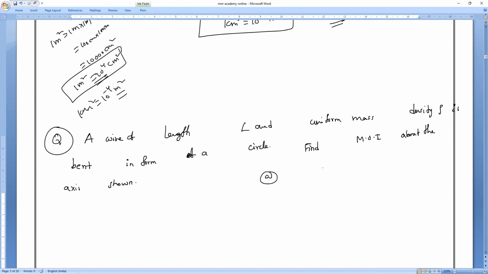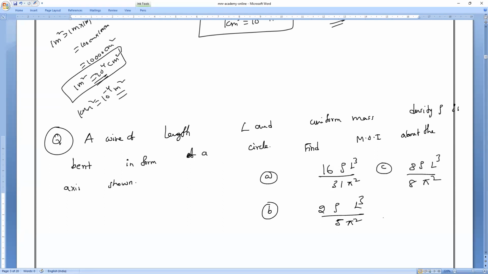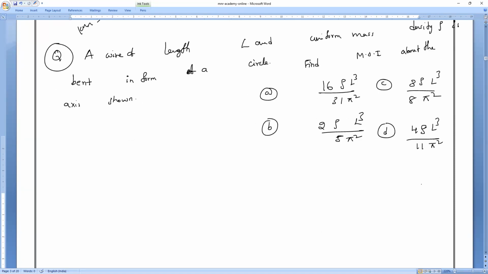Option A, 16 rho L cubed divided by 31 pi squared. Option B, 2 rho L cubed divided by 5 pi squared. Option C, 3 rho L cubed divided by 8 pi squared. Option D, 4 rho L cubed divided by 11 pi squared. Do you all understand it? So these are the options, and I'm giving the figure also now.